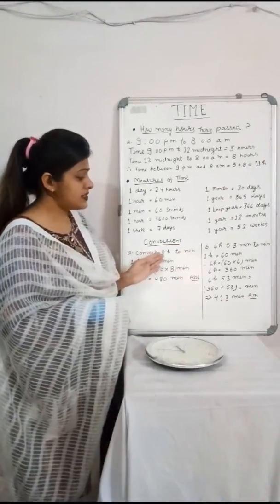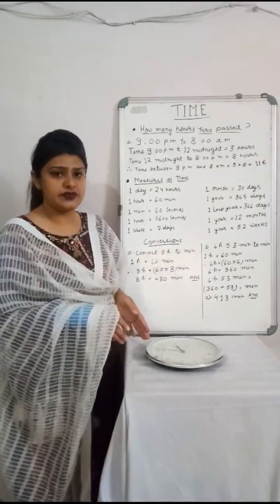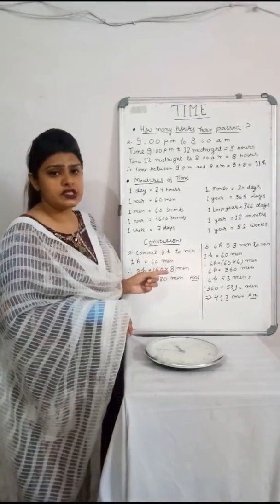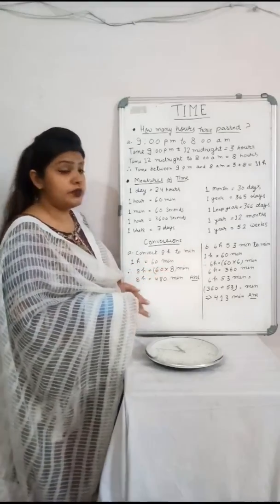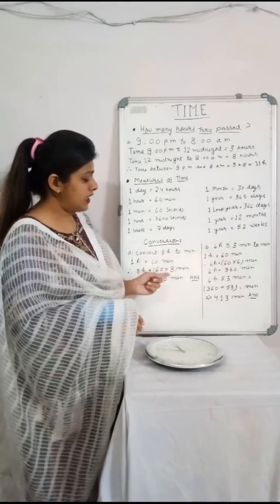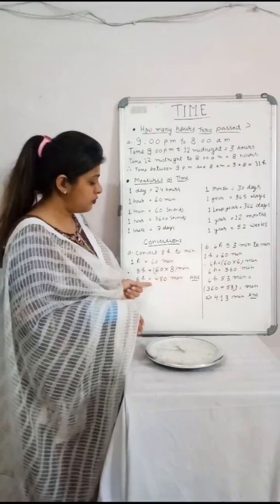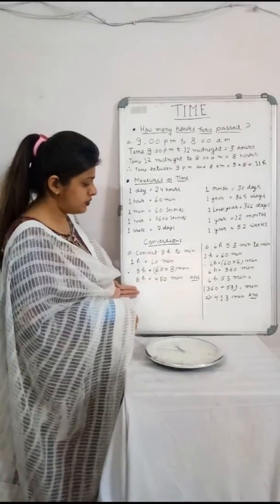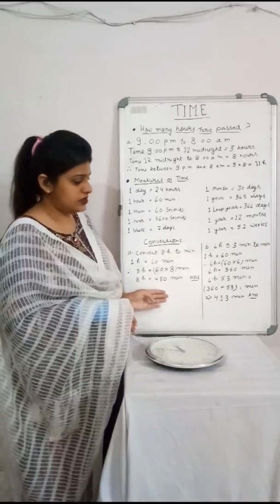A. Convert 8 hours to minutes. As we know that 1 hour is equal to 60 minutes. So, 8 hours will have more minutes and will be multiplied by 60. 60 multiplied by 8 minutes, that is 480 minutes. Therefore, 8 hours is equal to 480 minutes.